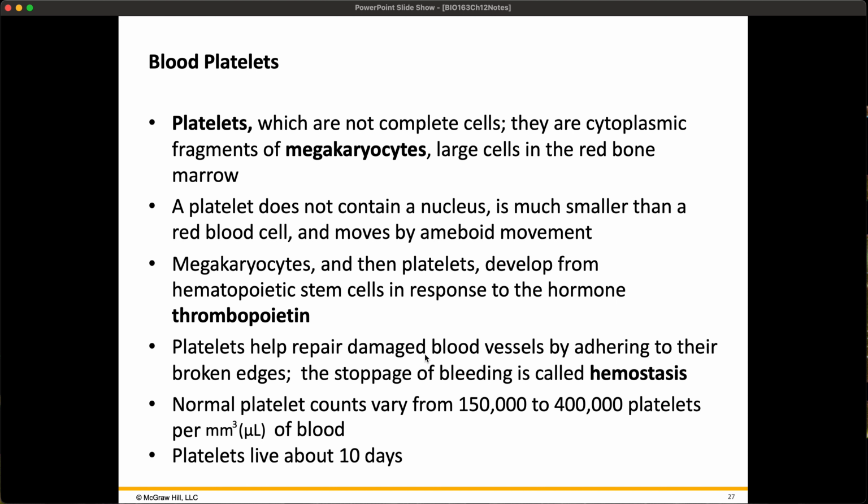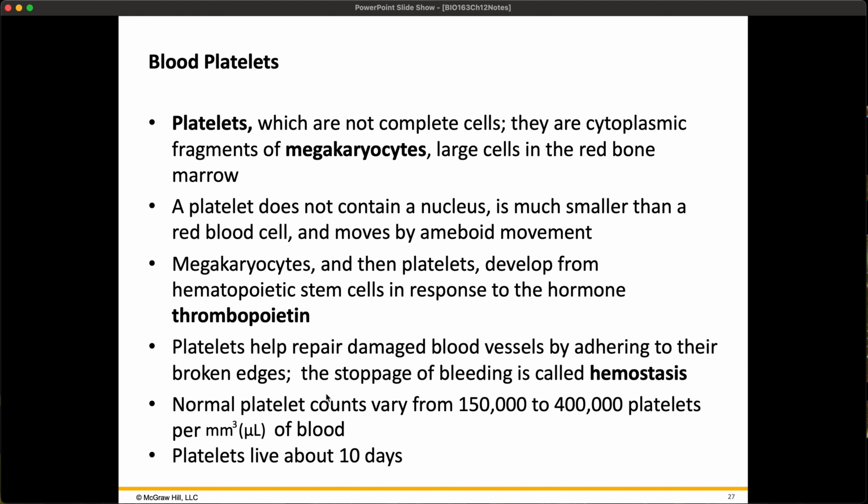Platelets help repair damaged blood vessels. What they do is they end up sticking to the broken edges. So once a blood vessel gets broken, let's say there's a cut or some kind of injury and it's leaking out, it's got an opening to it, platelets will go and stick to each other, and they stick to the damaged blood vessel wall, and create a clot. That clot stops bleeding, and that's called hemostasis. Hemostasis is an important word to learn, important word to remember. Hemostasis is the stopping of bleeding.